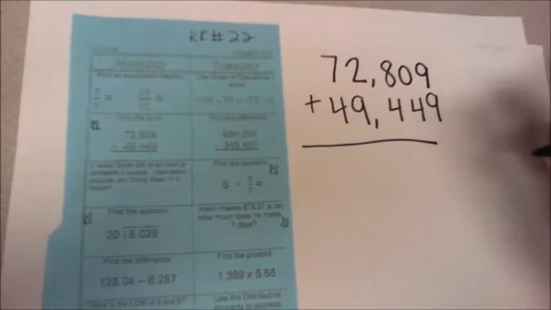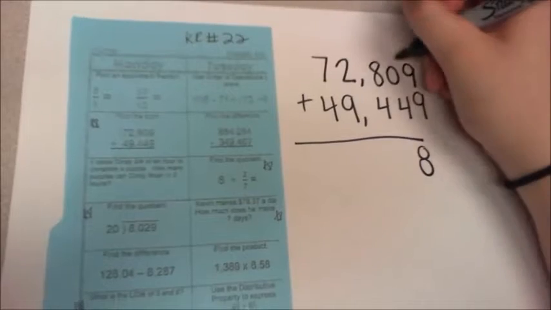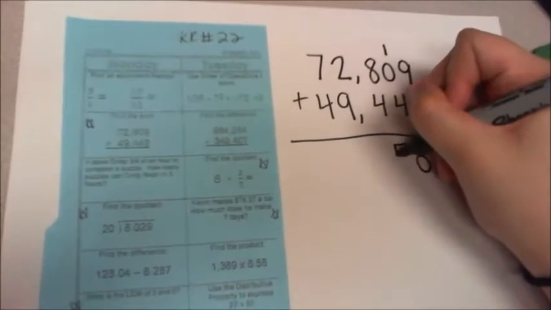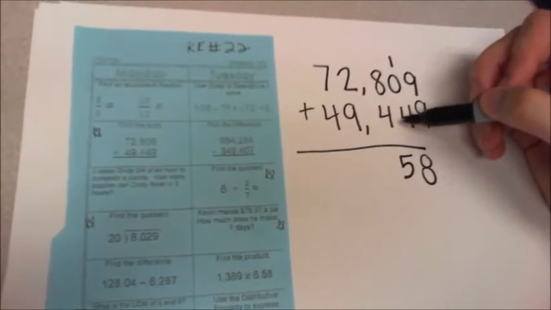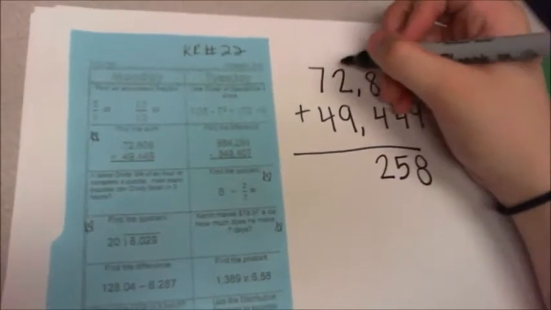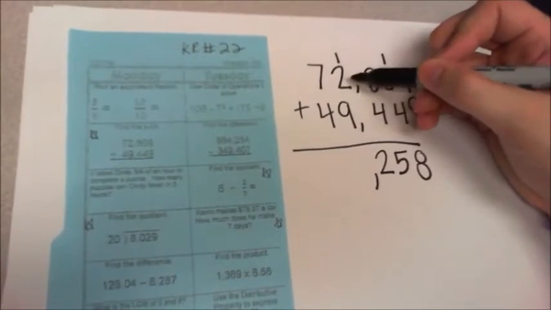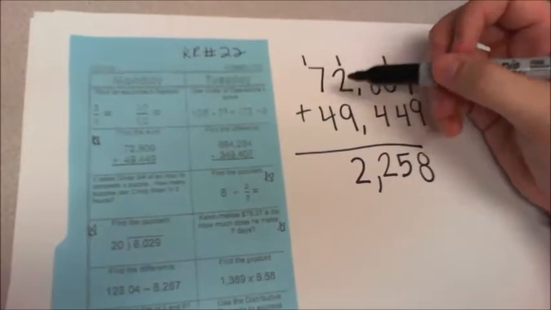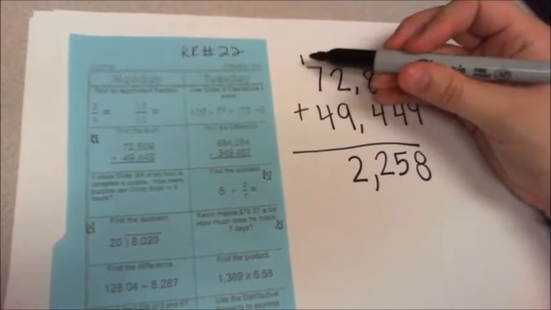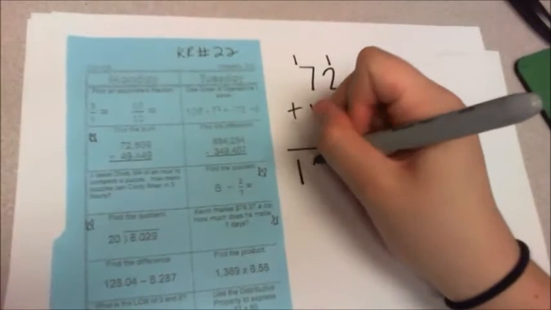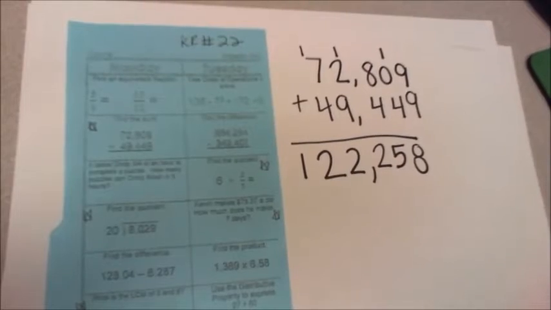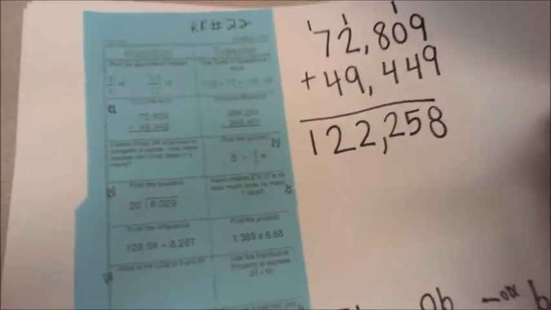9 plus 9 is 18, carry the 1. 1 plus 0 plus 4 is 5. 8 plus 4 is 12, carry the 1. 9 plus 2 plus 1, 12, carry the 1. 4 plus 7 plus 1, and you get 12. So we get the answer of 122,258. Let's move on to number 3.